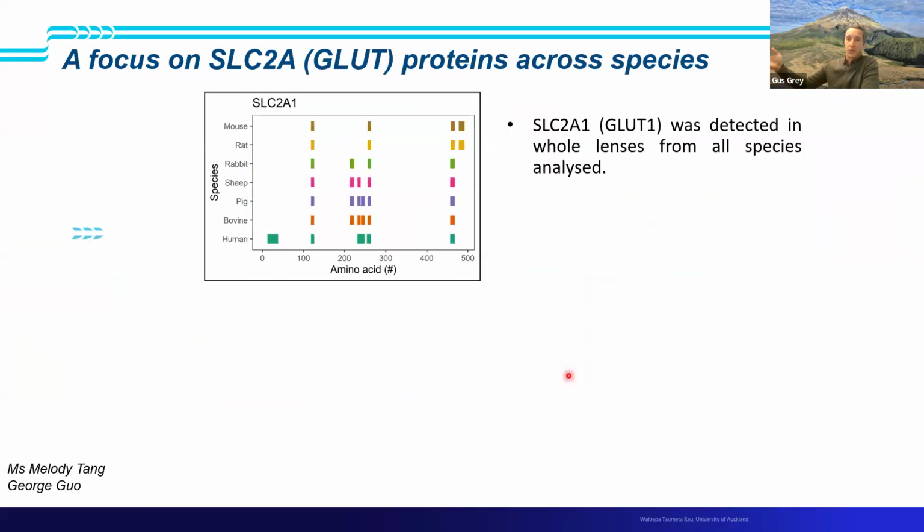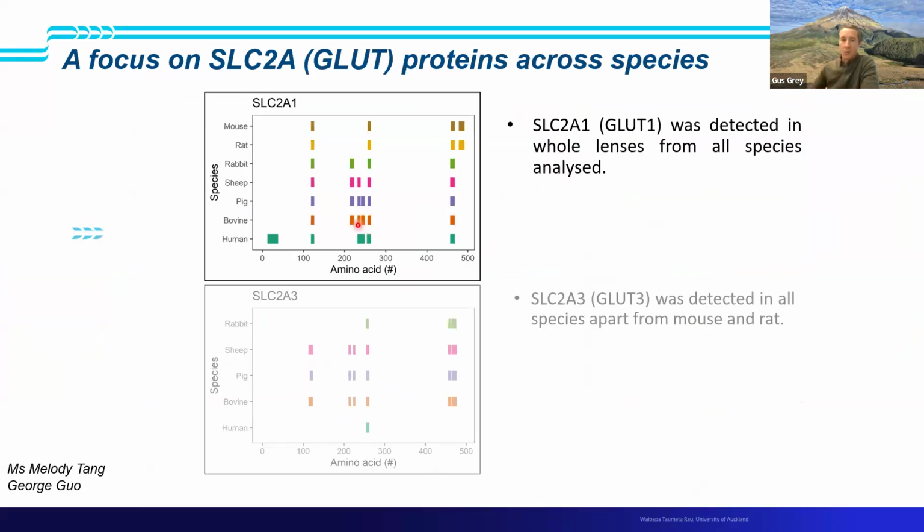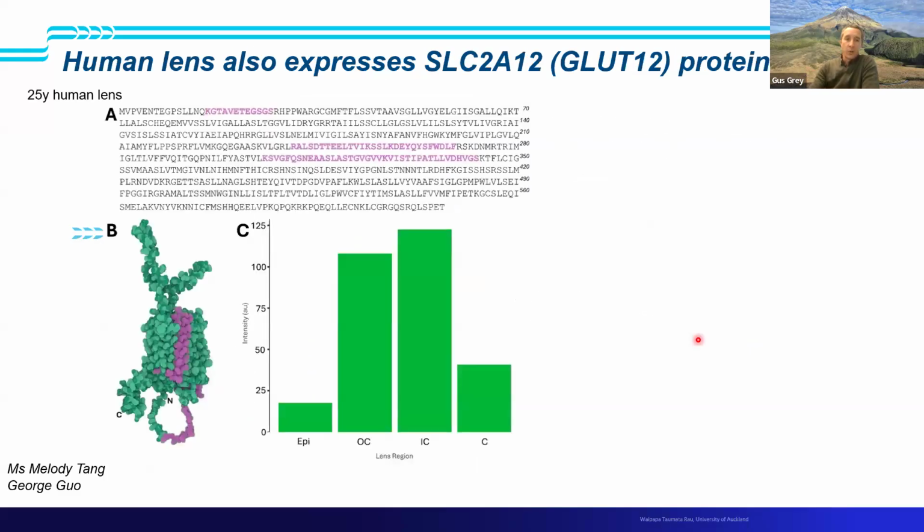So we focused, of course, on the GLUTs. We looked at GLUT1. We found GLUT1 in all different species. This is just a sequence coverage map. We found GLUT3 in most of the species. Interestingly enough, we didn't find it in the mouse and the rat. So there are a few subtle species to species differences. But importantly, we also found GLUT12, SLC2A12.